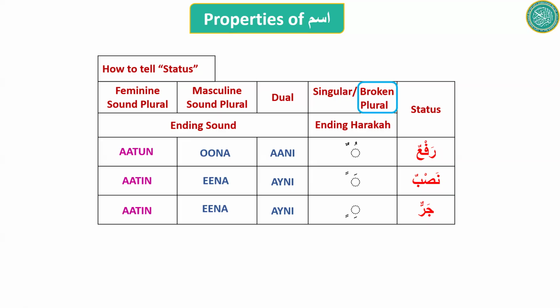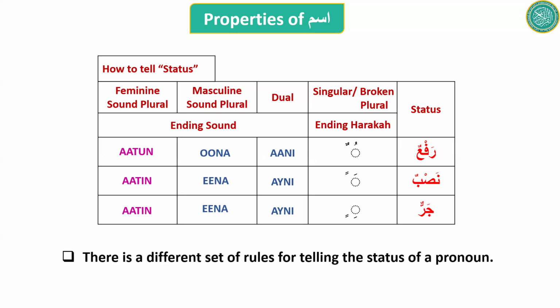Remember, to some words these rules do not apply. Generally, these rules apply to the majority of the words, but there are a few words where they don't. One of them is pronouns. Any pronouns, attached or detached, these rules do not apply to them. We will learn them separately. So be mindful that for the majority of words, we use these rules to tell status, but for some words they will not apply, and we will learn separately how to tell their status, inshallah. So this was all about status, the first property of ism.